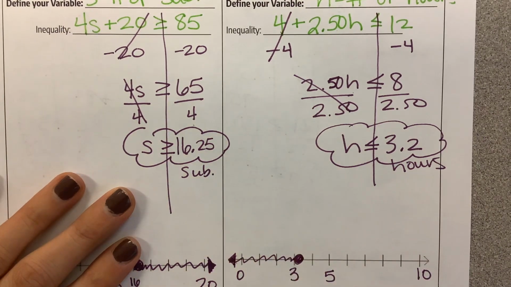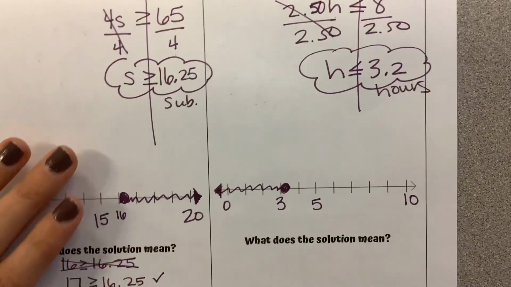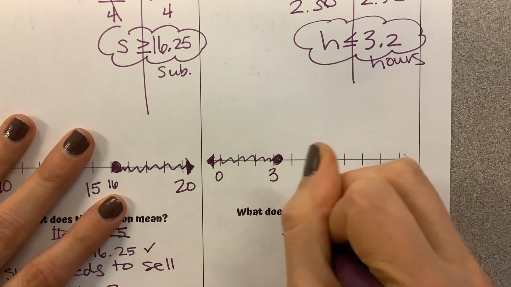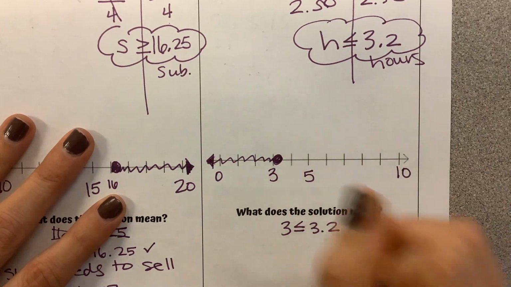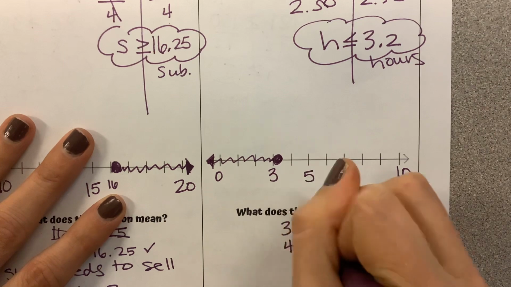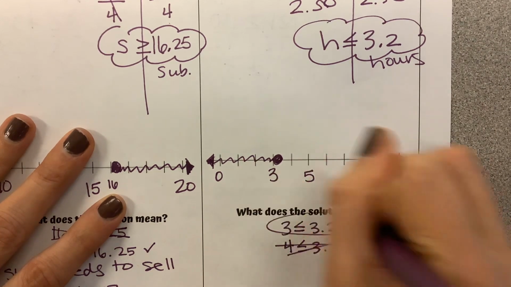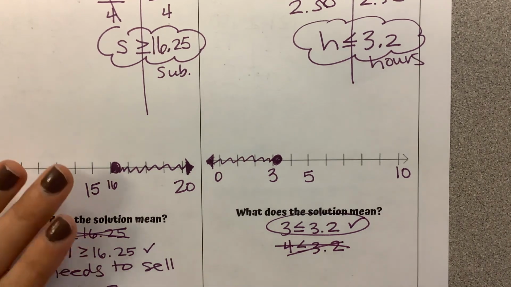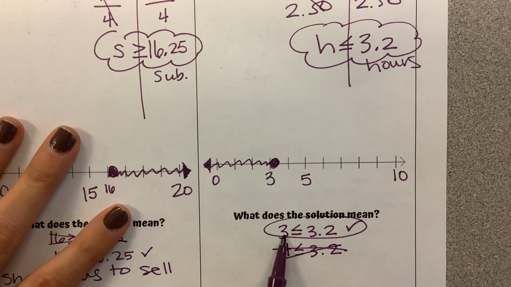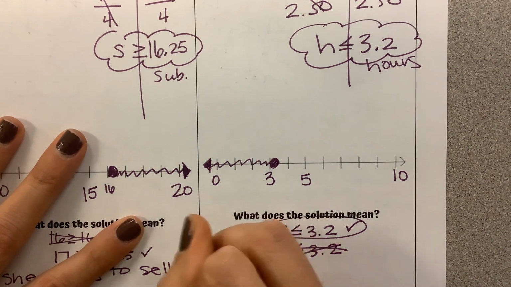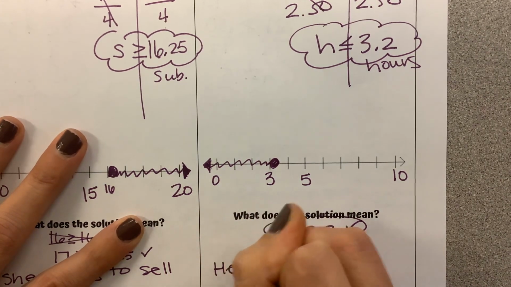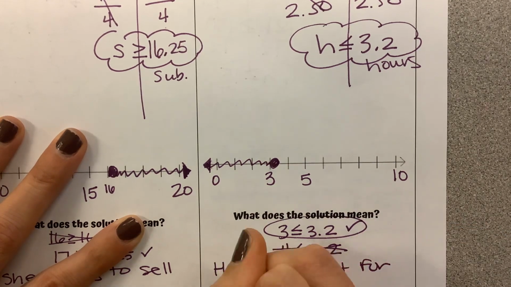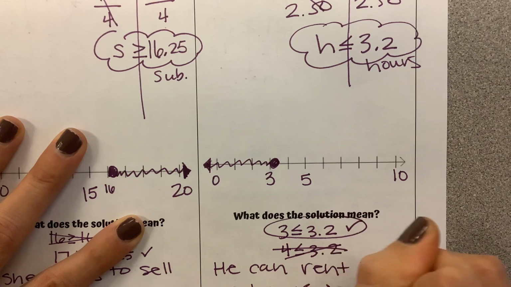And we go. Okay, here's the problem when we think about this logically. Is 3 less than or equal to 3.2? Yes. Is 4 less than or equal to 3.2? No. So we have to round to the nearest whole number, because it does not make sense to rent for a partial hour, they're going to make you pay for the whole hour. We have to round to 3 and say that he can rent for 3 hours or less.